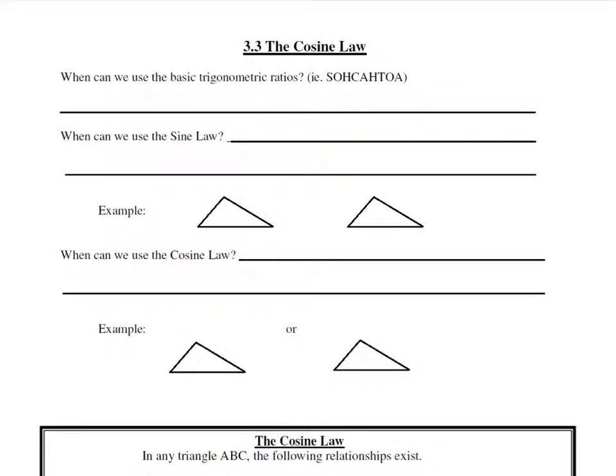Alright, so now we're going to be talking about section 3.3, the cosine law. So let's just review what we talked about in the previous lessons. When can we use the basic trigonometric ratios, sine, cos, and tan, from SOHCAHTOA? Well, we can use them only when you have a right triangle. What about the sine law? When can we use the sine law?